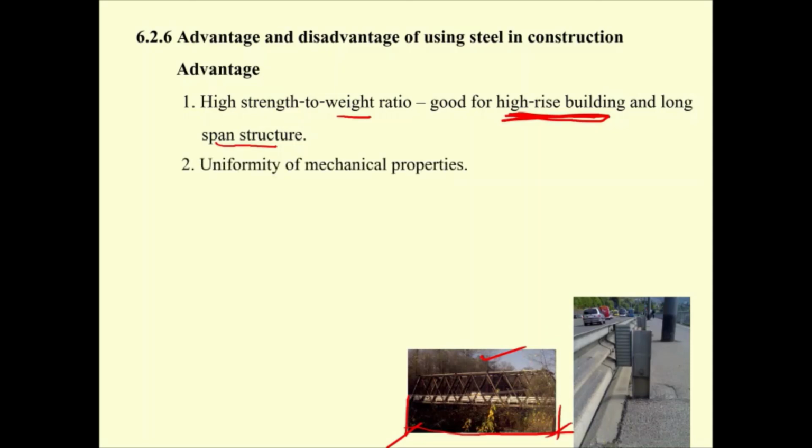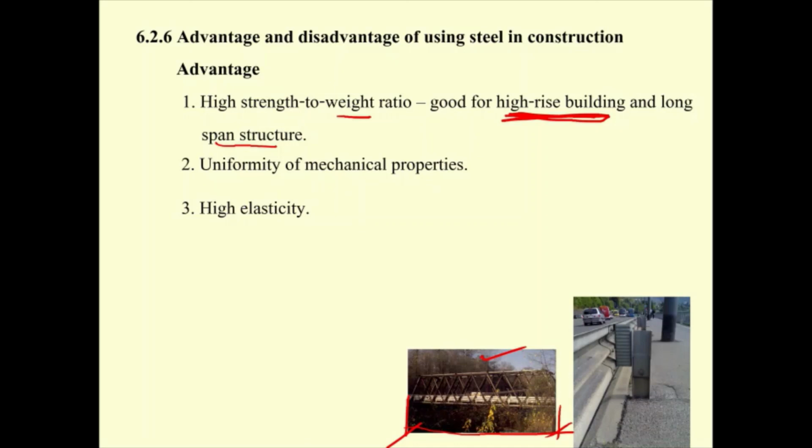And the property of the steel is very uniform because most of the time it's built in an industrial environment. Unlike concrete, when you pour the concrete, the rain may come, and then the property of the concrete may be degraded due to the rain.